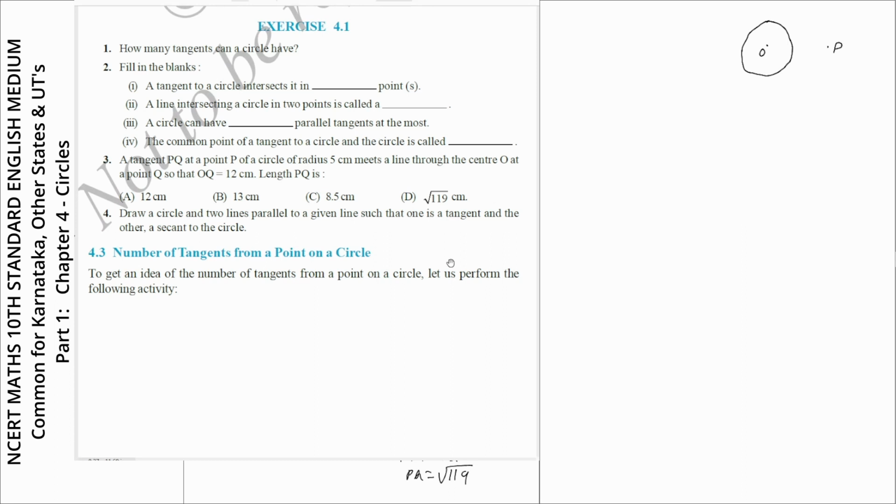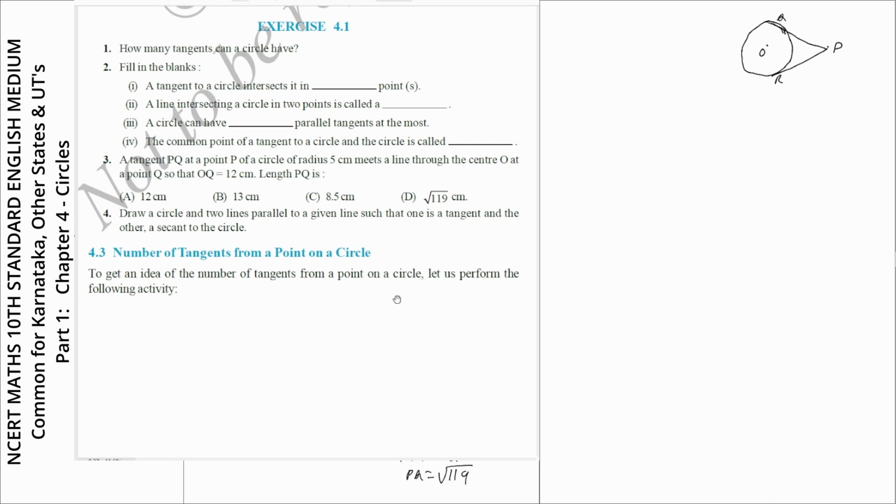Now how many tangents can I draw from point P? I can draw one tangent like this, and I can draw another tangent like this, say PQ and PR. So I have drawn two tangents, PQ and PR. Now can I draw any other extra tangent? No, it's not possible. So on a circle I can draw only two tangents from an external point.